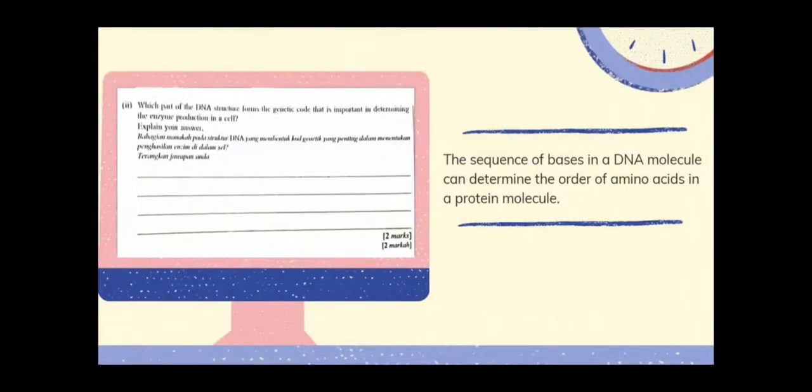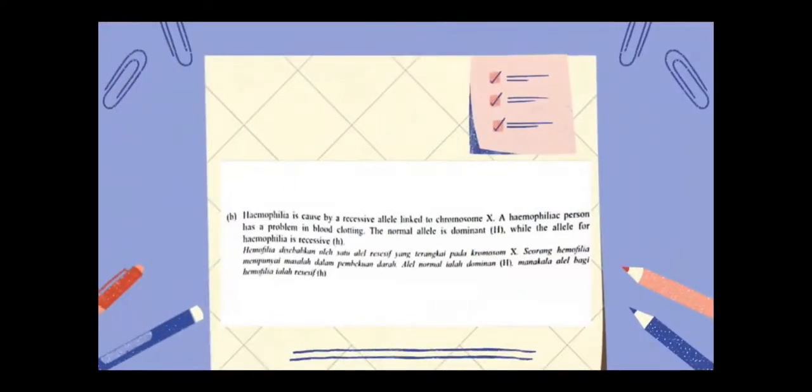Which part of the DNA structure forms the genetic code that is important in determining the enzyme production in a cell? Explain your answer. My answer is the sequence of bases in a DNA molecule can determine the order of amino acids in a protein molecule. This sequence of bases is very important. Without these bases, the order of amino acids in a protein molecule cannot be determined.